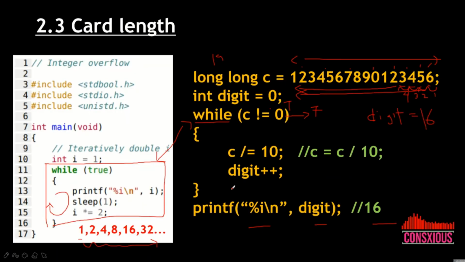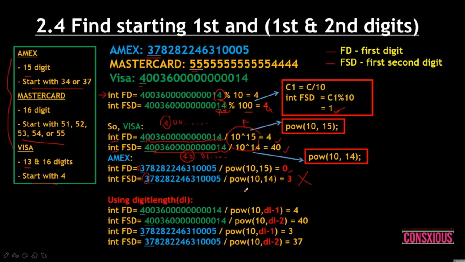So since we find the card length here, we can use this variable. We just put the credit card number here, POW, and the digit length. For example, this is 16, so 16 minus 1 is 15, which is the same here, 15. So we find the first digit here. For here, we use the digit length minus 2, so 16 minus 2 equals 14, which is the same here, 14.